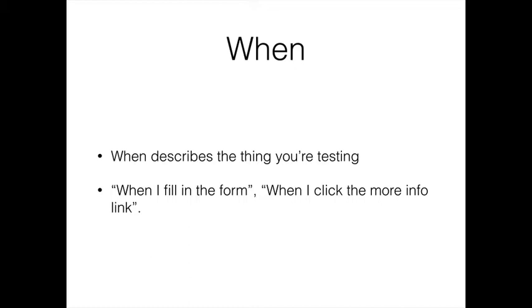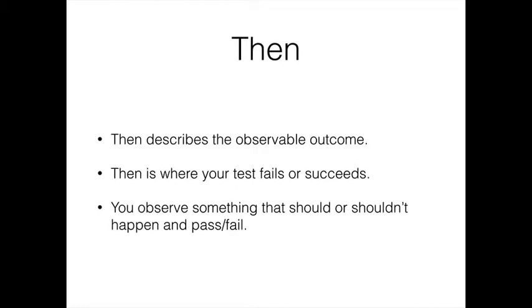Okay, then next. You probably got this so far. Then. And this is the outcome that you're actually observing. So given I'm on the home page, when I click this button, then I should see this. And this is where your test either fails or succeeds. And really you're going to find yourself testing for two sorts of scenarios. One is that I should expect this to happen. But very often too, you'll find that I should not expect this terrible thing to happen, right? So that's basically it: given, when, and then.